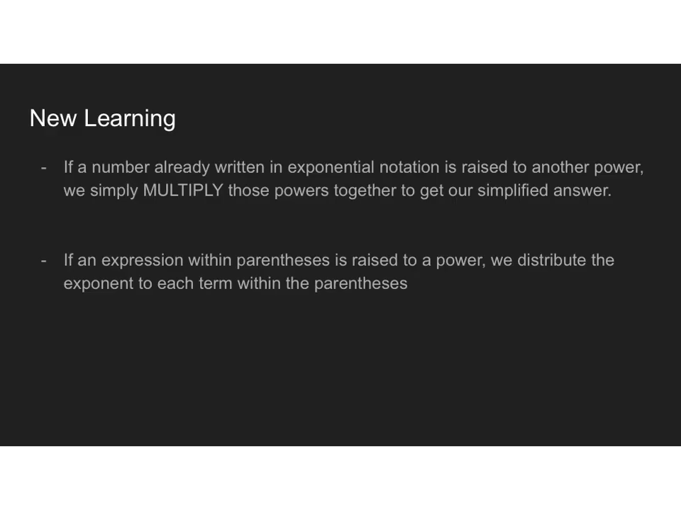All right, our closure today. If a number is already written in exponential notation and it's being raised to another power, we simply multiply those powers together to get our simplified answer. So this one will be 2 to the, that's 2 times 4, 8th power.